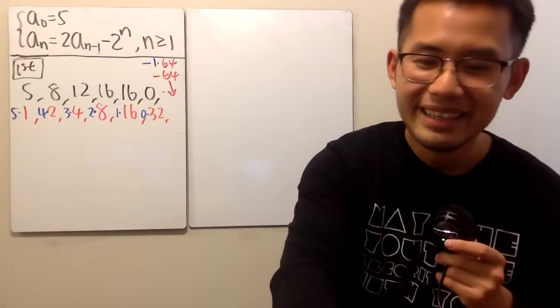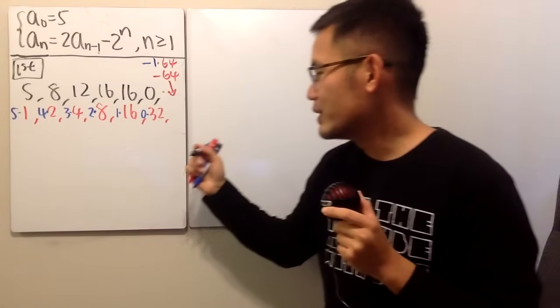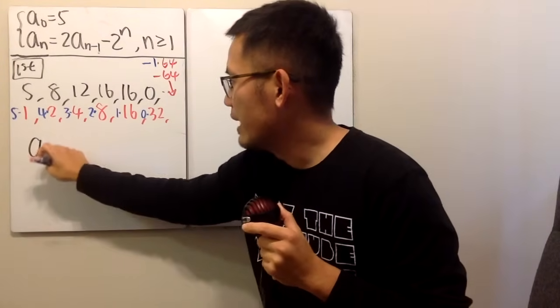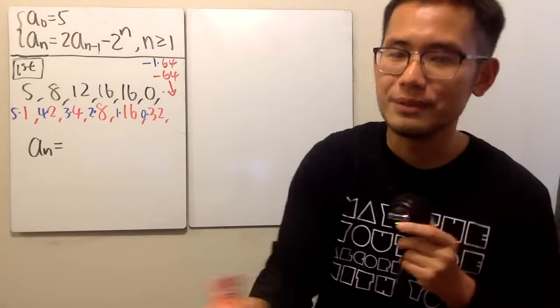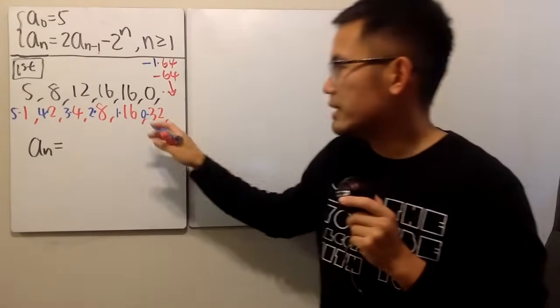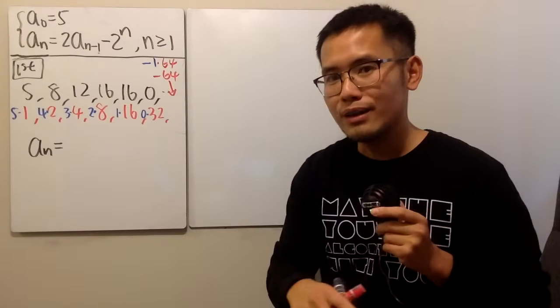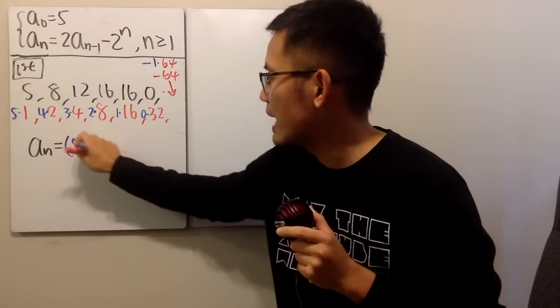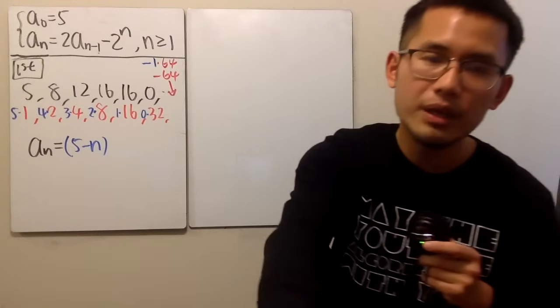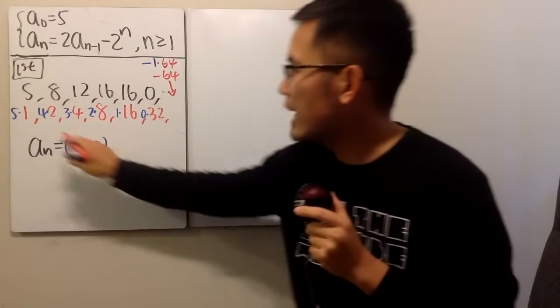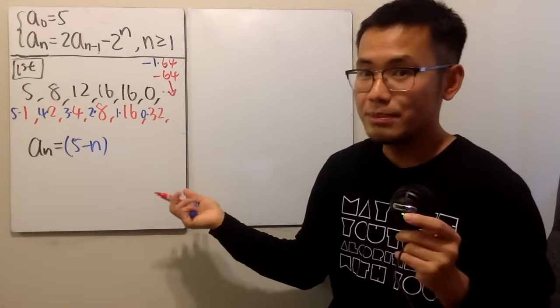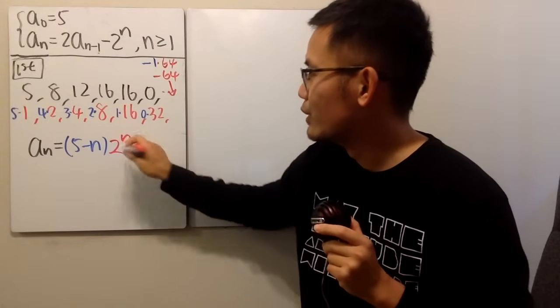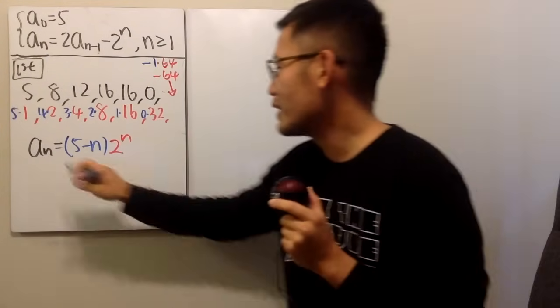Very nice, huh? So based on this, we can just write down the formula already. a_n is equal to the following. The numbers in blue, they're just going down. It's arithmetic. That's very nice. And the formula for that is just 5 minus n, because n starts with 0. Then we see that the numbers in red, they are just the powers of 2. So I just have to do 2 to the nth power, and we are done.